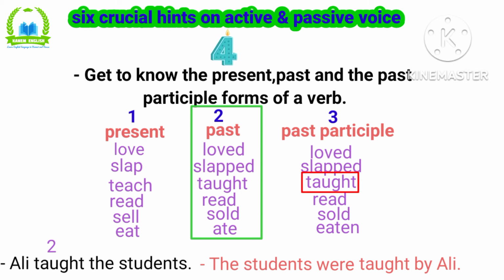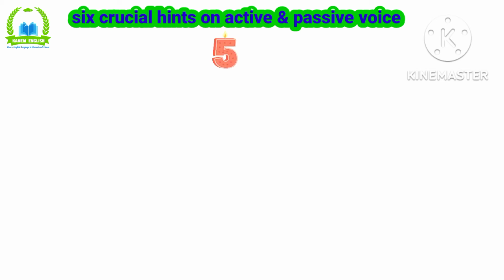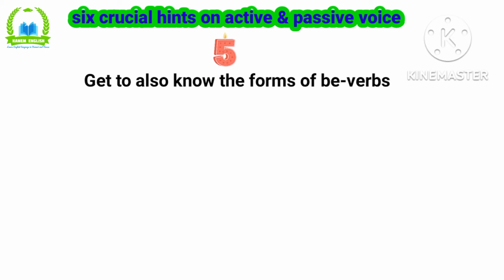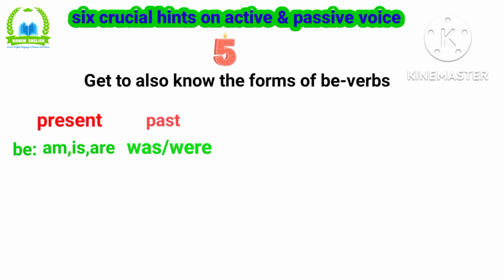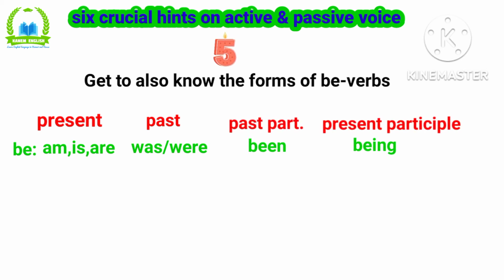not the past form. Then hint number 5. Get to also know the be verb forms. Example, if you take the be verb, that means the infinitive to be. If you take the word be, then we have the present, that means am, is, and are is the present form. Was and were is the past form. And been is the past participle form. And then we have being with ing. This one is the present participle.